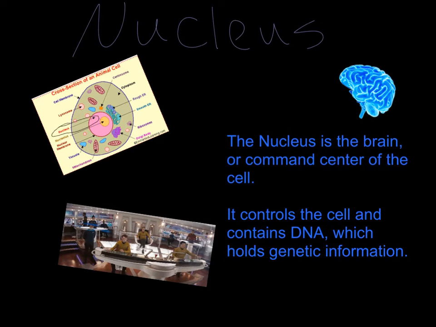Next we have the nucleus. This was one of the most important ones. The nucleus is right here. It's kind of like the brain or the command center of the cell. It controls the cell, and it also contains the DNA, which holds genetic information, which decides what color eyes you're going to have, how tall you'll be, what color hair you're going to have, and so on. So the nucleus is extremely important. It's like our brain. Our brain controls what our body does and tells our body what to do. It sends those signals. Well, that's exactly what the nucleus does as well, but inside the cell.